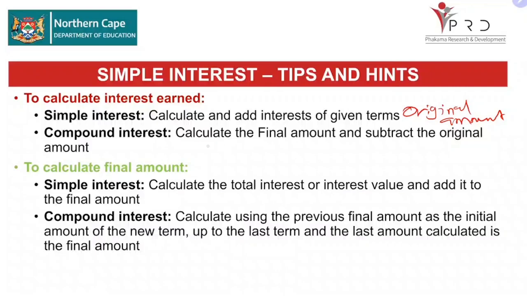The keywords that we use there is the accumulated amount, meaning whatever you have now. Let's say the amount was 1,000 Rand, the interest 100 Rand. So in the account, there's now 1,100 Rand. That is where we calculate compound interest on. So I hope you get the difference between the two. So with simple interest, if you want to calculate it, you have to calculate the total interest or interest value. Then you add it to the final amount. Compound interest, you calculate based on what is in the account.